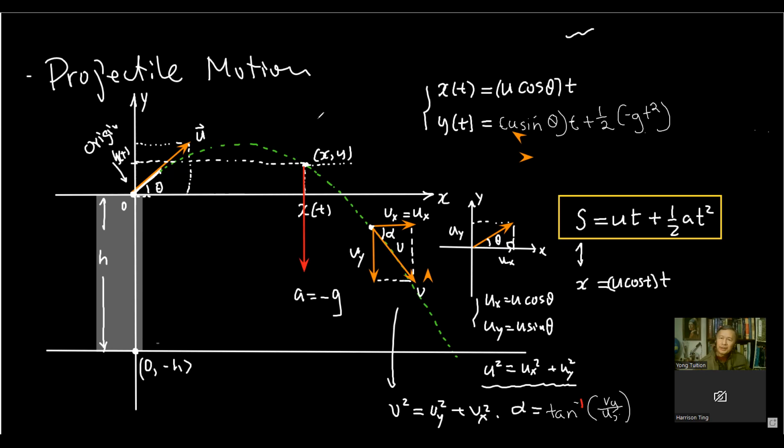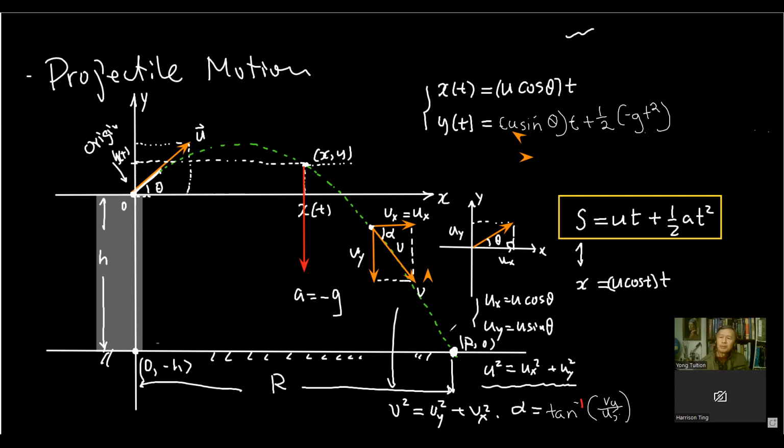The next question, if you have time, you just try. If this longest distance is called range, R for range, can you work out this coordinate? This is ground, or could be water level. If this distance is called R, what is the coordinate here? R and 0.